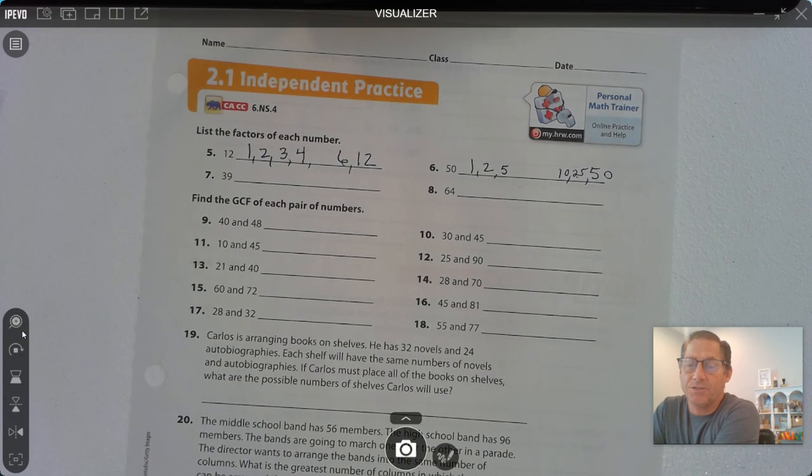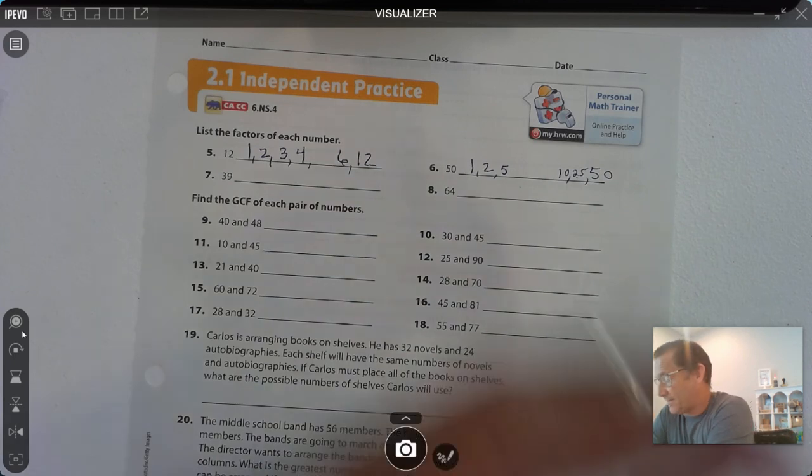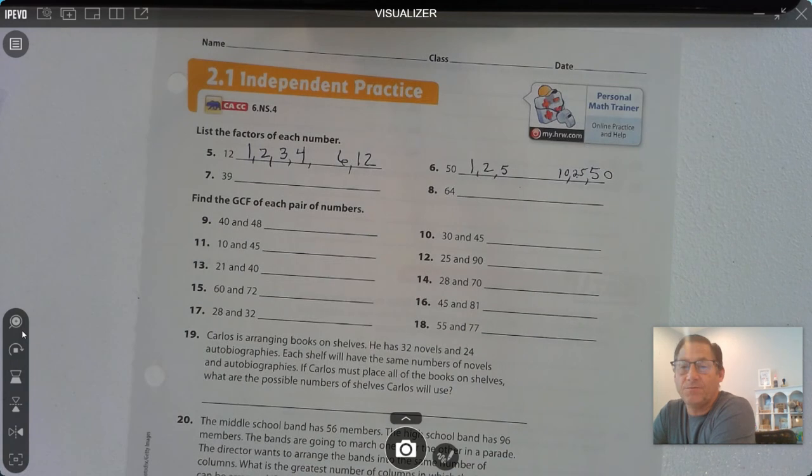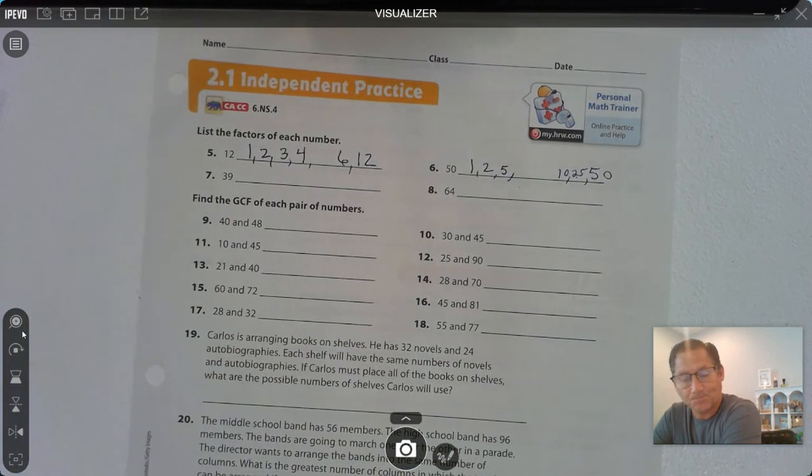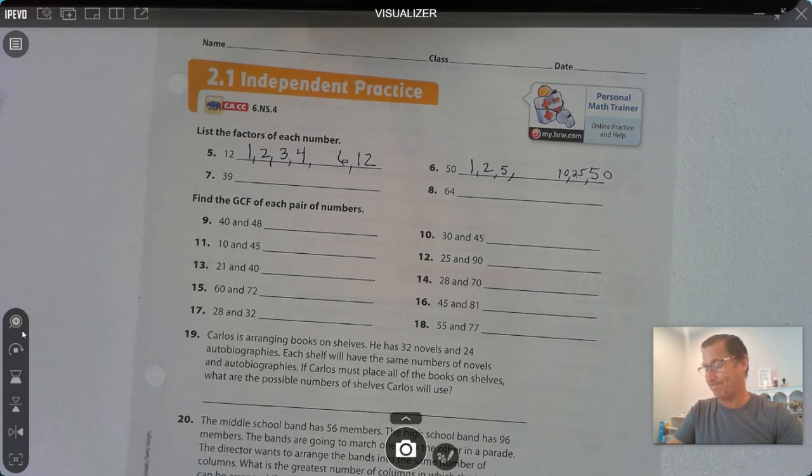6 is not a factor of 50 because 2 and 3 are not factors of 50. 7 is not. Closest you can get using 7 is 7 times 7. 8 is not a factor of 50. 9 is not a factor of 50. So we have 6 factors of 50: 1, 2, 5, 10, 25, 50. Okay, number 7. 39. Well, we know 1 and 39, right?